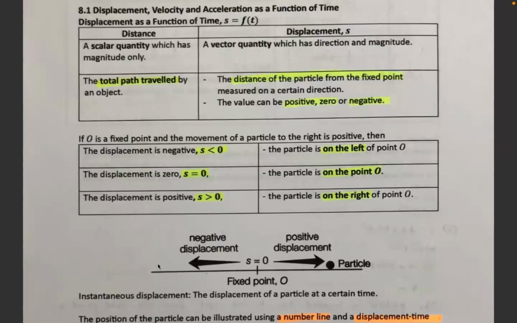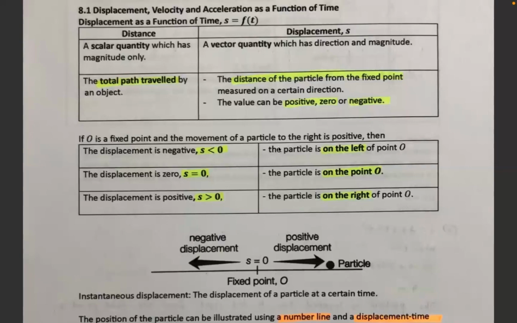Let's say you have another particle here. The distance between this particle and the fixed point O is 7 meters. Then when we talk about displacement, since it is on the left of fixed point O, the answer for displacement will be negative 7. When the particle is on the fixed point O itself, then the displacement will be 0.